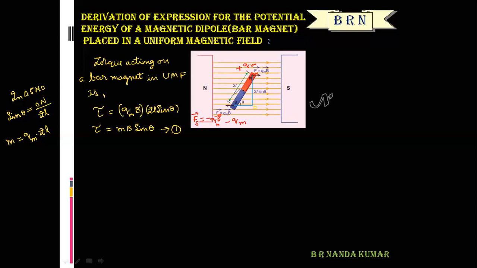Work has to be done. So actually, this work is stored as the potential energy. That is potential energy of the dipole. So the work done in rotating the dipole through a small angle d theta.